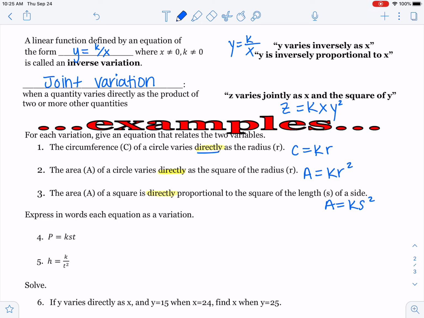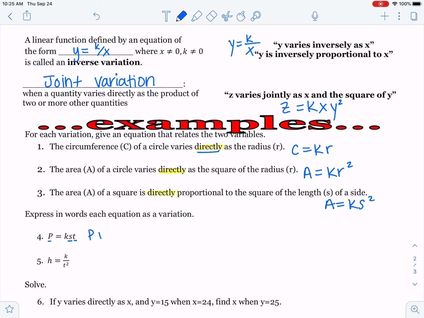In example number 4, I'm having you essentially work backwards. I'm now giving you the equation. You're going to tell me the problem or the terminology. So in number 4, I have P is equal to KS times T. So the moment I realize that I have two variables on that right-hand side, I'm going to need that joint variation. So P varies jointly as S and T.